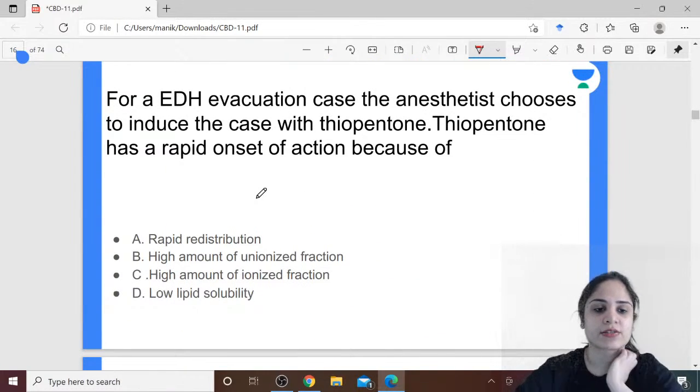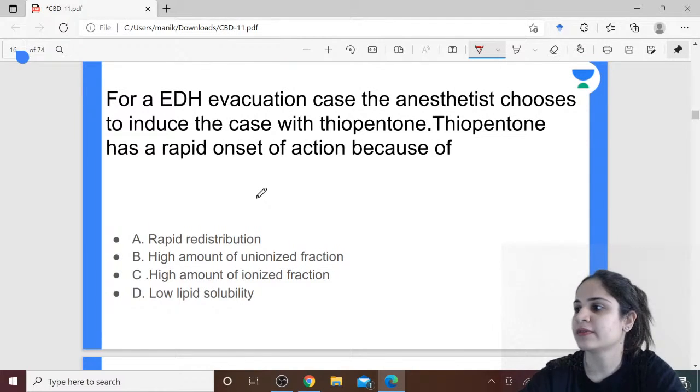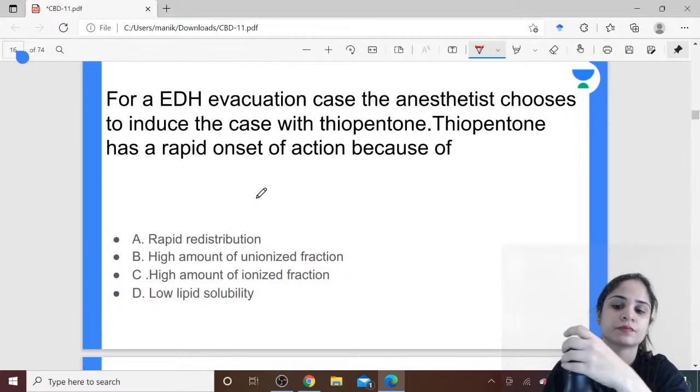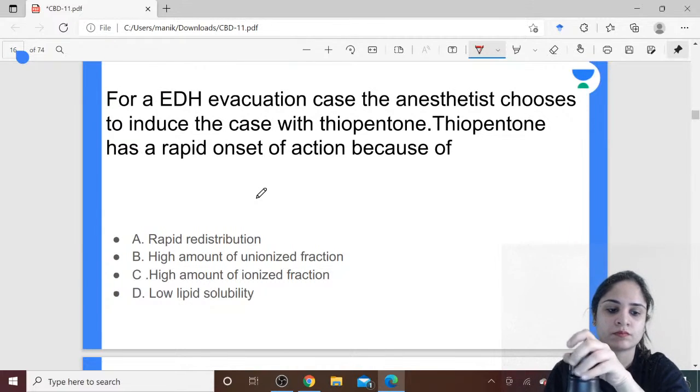For an EDH, extradural hematoma evacuation case, the anesthetist chooses to induce the case with thiopentone. Thiopentone has a rapid onset of action because of rapid redistribution, high amount of unionized fraction, or low lipid solubility. So this is one of the topics that I always tell people is very important in anesthesia. The drugs in anesthesia, what is their mechanism of action, where are they preferred, where are they contraindicated, all of them. So what is the answer to this, guys?